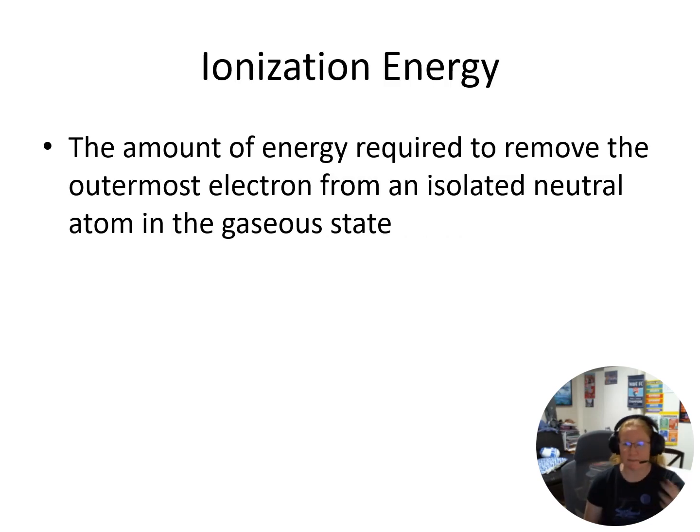It is the amount of energy required to remove the outermost electron from an isolated neutral atom in the gaseous state. So the key here is remove. There's a different property that looks at the energy associated with adding electrons in. Ionization energy is looking at the energy to take electrons off.